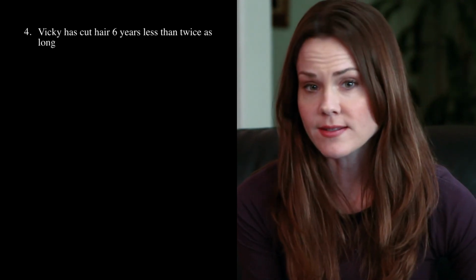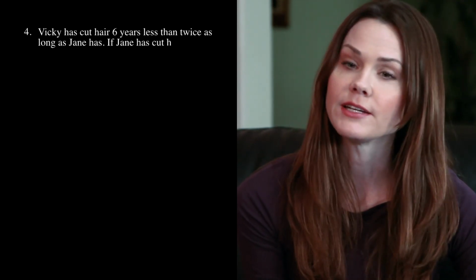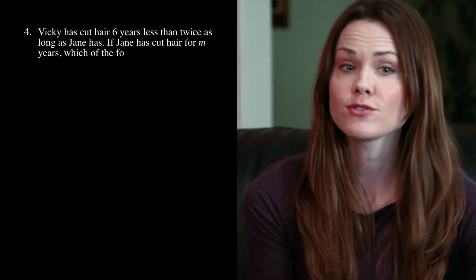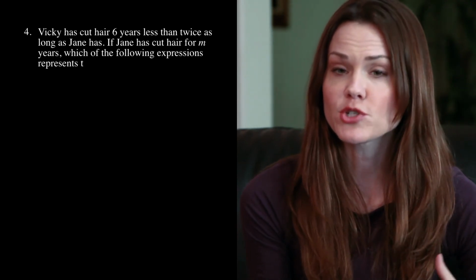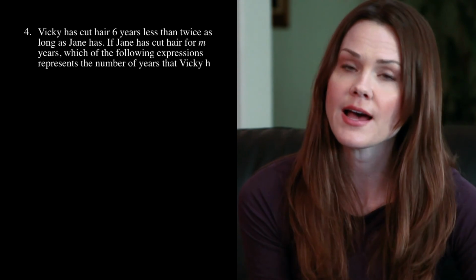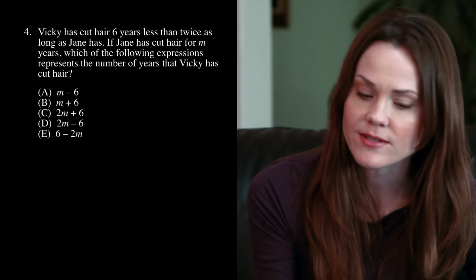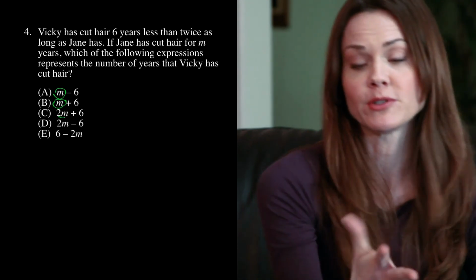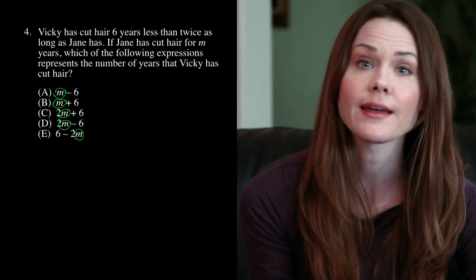So let's take a look at a basic plug-in problem that I know you could very simply solve algebraically, but to understand the concept of plugging in, we're going to use this simple problem. Vicky has cut hair 6 years less than twice as long as Jane has. If Jane has cut hair for m years, then of the following expressions, which represents the number of years that Vicky has cut hair? Look at your answer choices, see your variables, and think, great, I get to plug in.